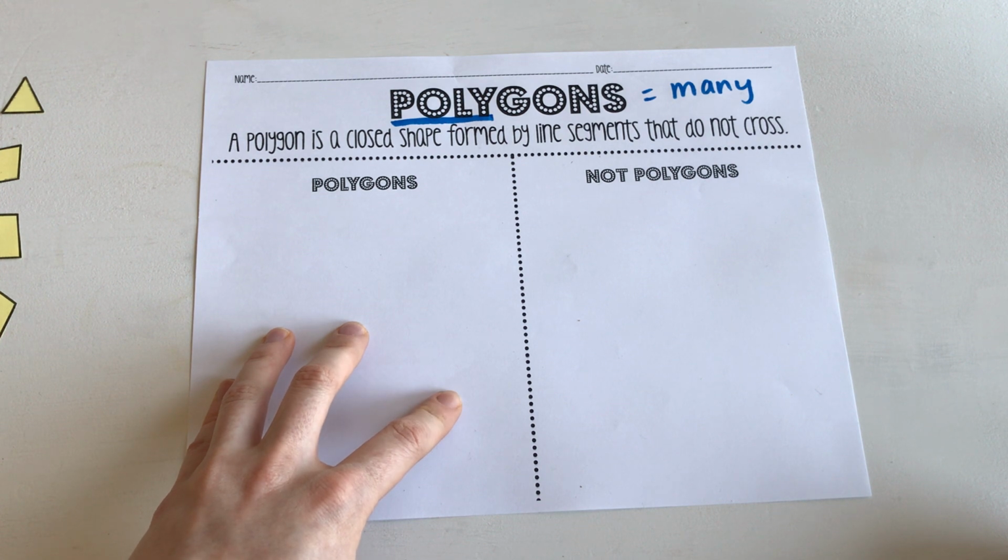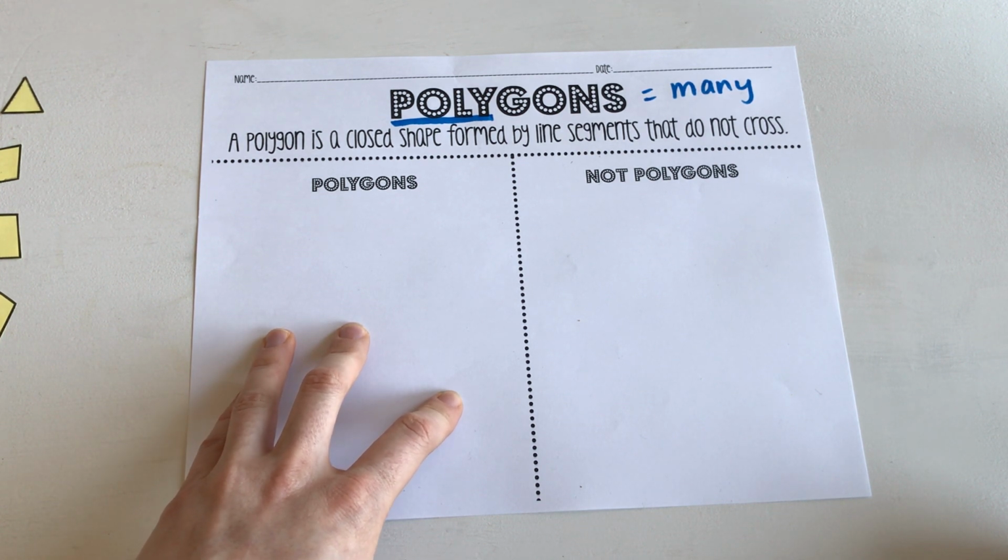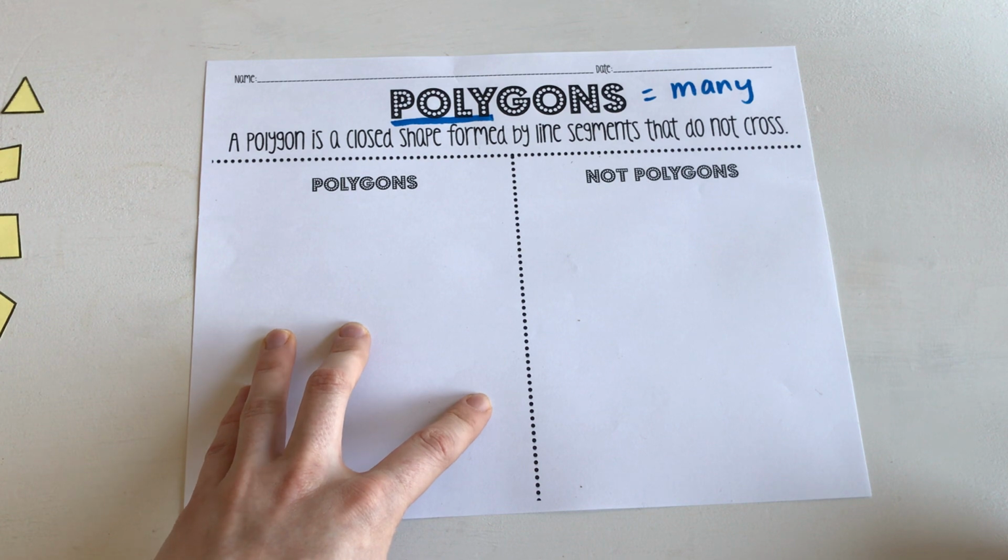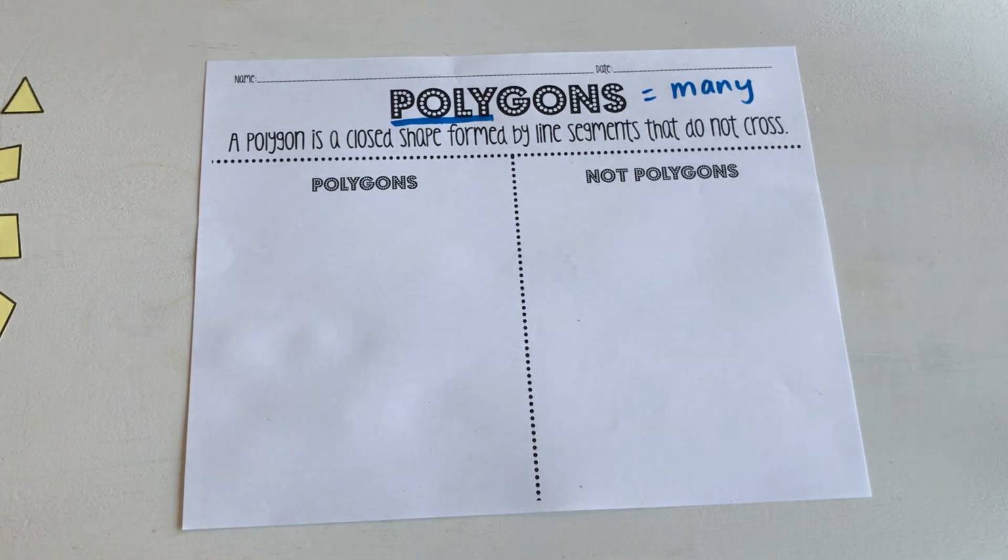And you might even hear that word poly in front of other words, like if someone is a polytheist, it means that they believe in many gods, which we don't. We believe in one God, so we are not polytheists.